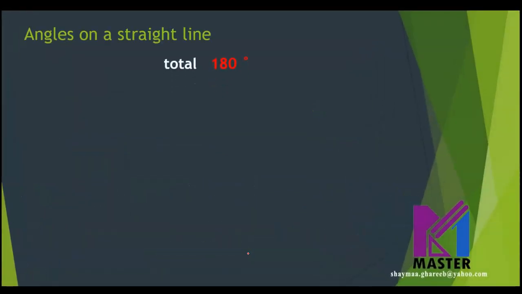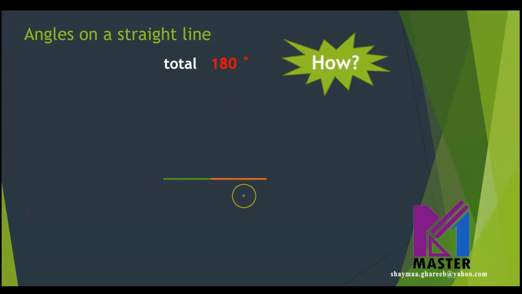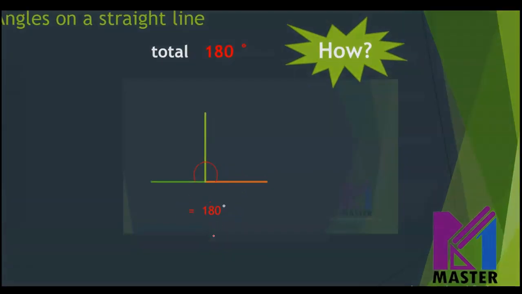Now let's start our lesson about angles on a straight line. Angles on a straight line total 180 degrees. Let's see how. This is a straight line. If I divide this straight line into two angles, both of them are right angles, and each one of the right angles equals 90 degrees. So both of them together equal 180 degrees. So any number of angles on a straight line must add up to 180 degrees. Let's see an example.